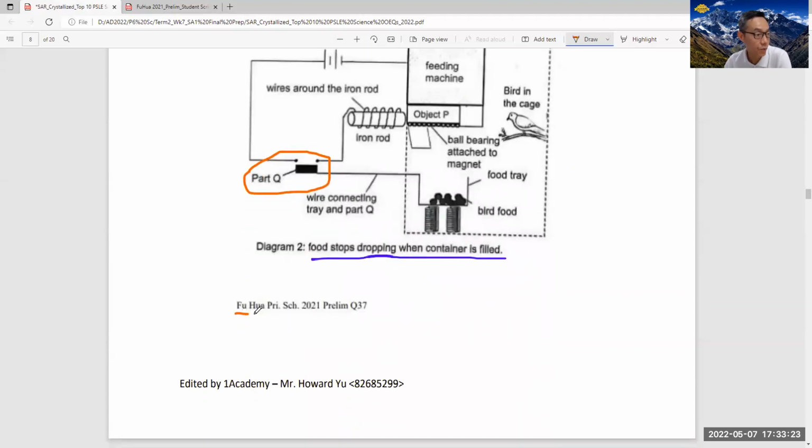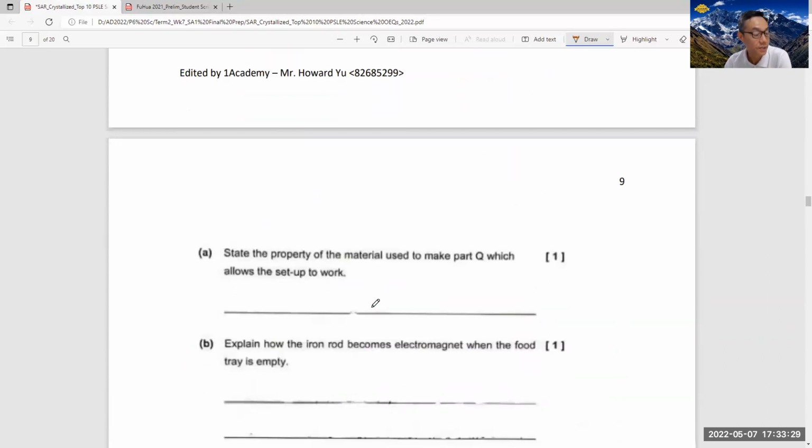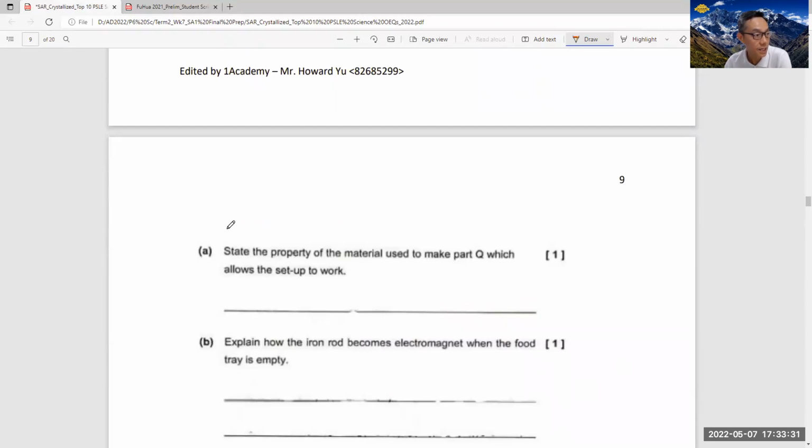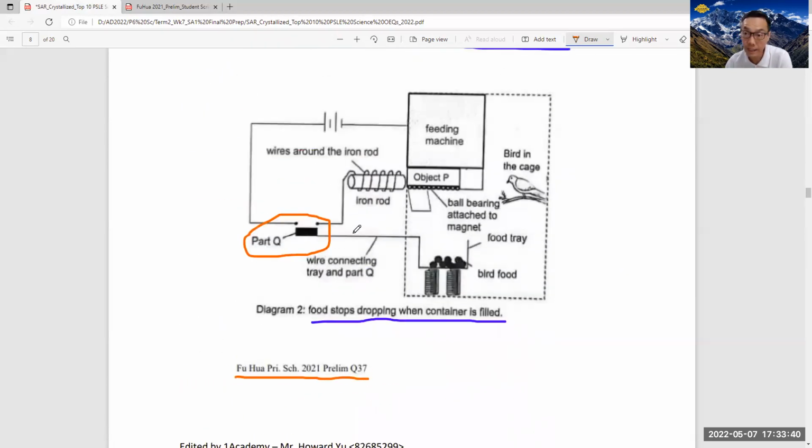Okay, this one is from Hua Primary School, last year's prelim paper, question 37. So this is very easy. State the property of the material used to make part Q, which allows the setup to work. So part Q is here, right? What's the function of part Q?